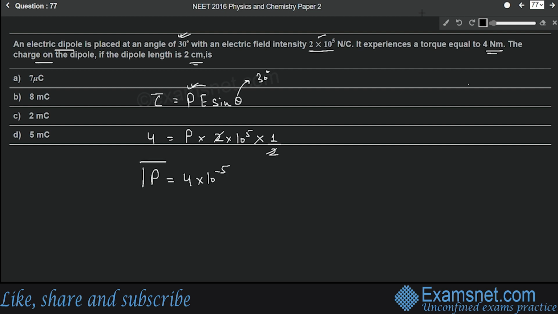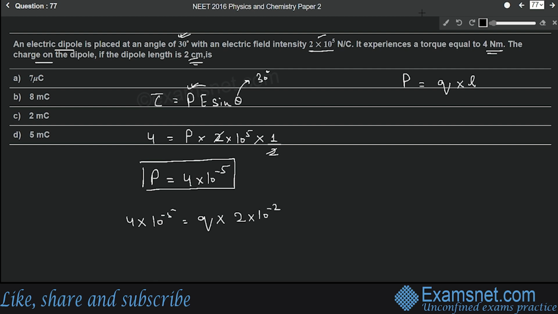The unit of dipole moment is coulomb meter because it is the product of charge and length. So dipole moment is equal to charge into the length of the dipole. The length of the dipole is given as 2 centimeter. So the dipole moment 4 into 10 to the power minus 5 is equal to charge into the length of the dipole, that means 2 centimeter. It can be written as 2 into 10 to the power minus 2 meter.